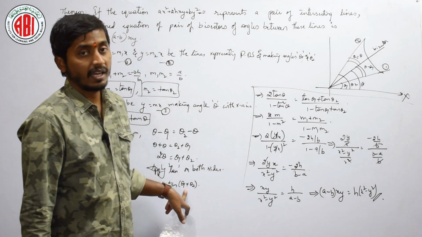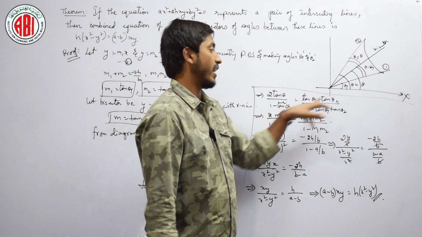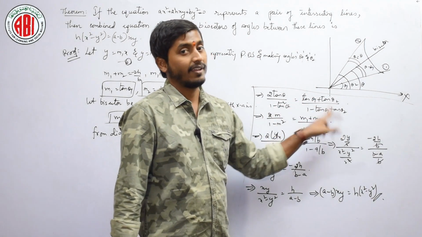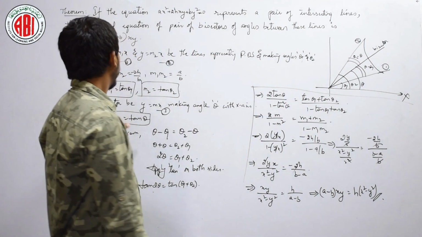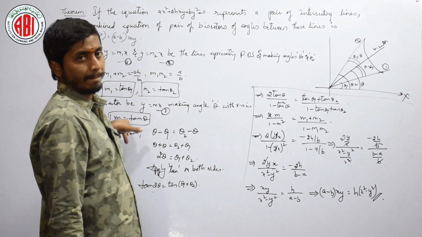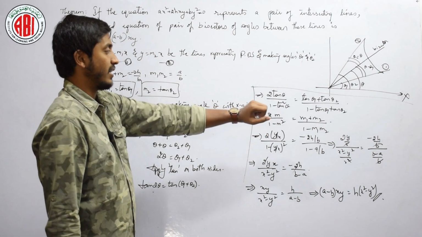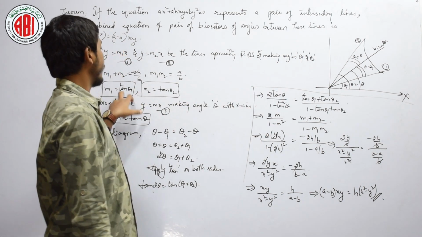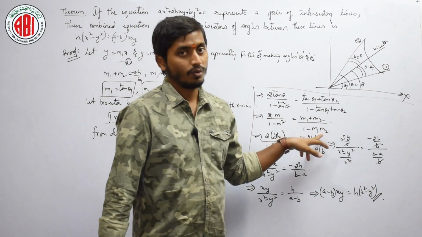Tan of theta 1 plus theta 2, which is in the form tan of a plus b, is tan a plus tan b by 1 minus tan a tan b, right. What is tan theta? Tan theta is nothing but m. I have substituted it as 2m by 1 minus m square. Tan theta 1 is m1, tan theta 2 is m2, right.